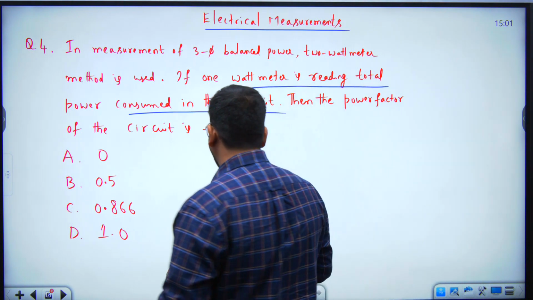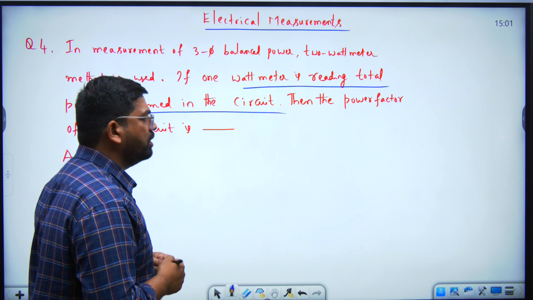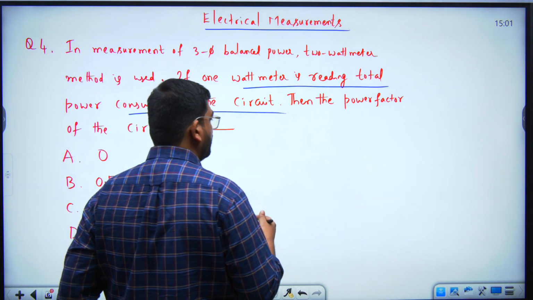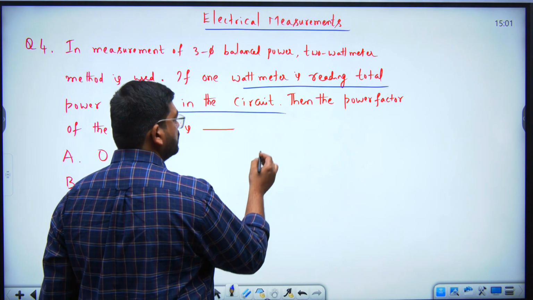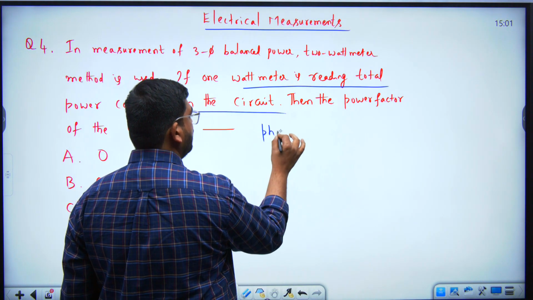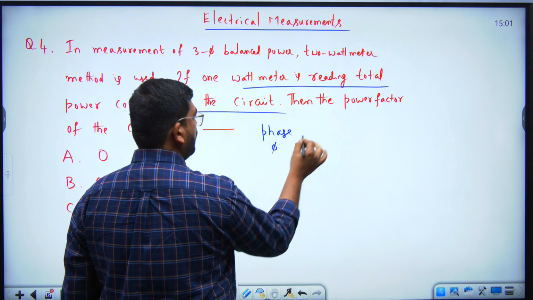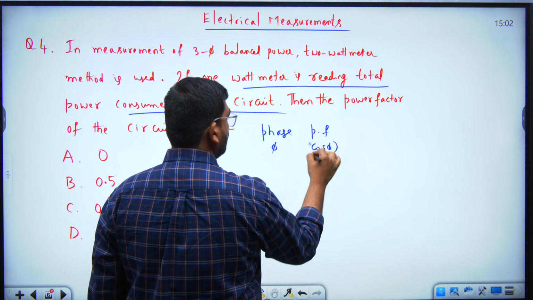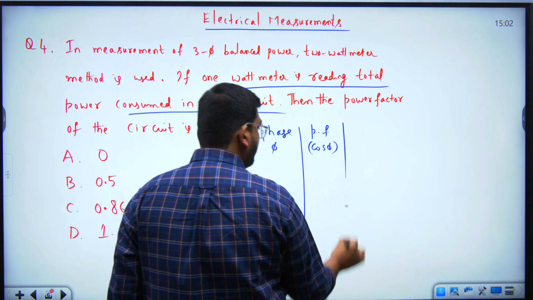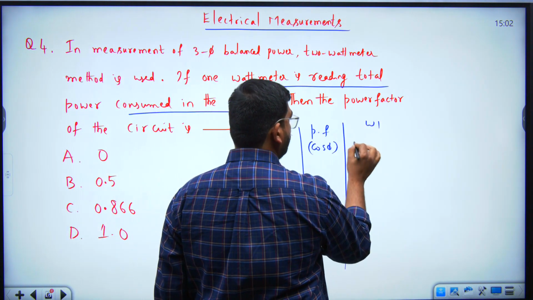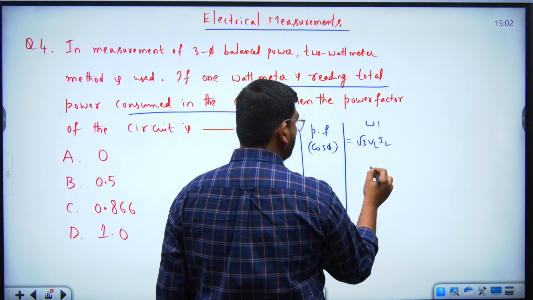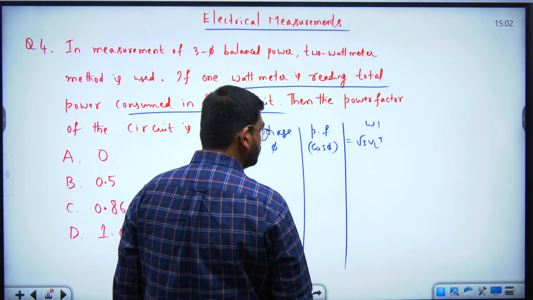Look at here. Here I am going to make a table for the 2 wattmeter method, which is most important. You can even get a question from this. So here I am going with phase angle phi and power factor cos phi. And the wattmeter readings we generally get as root 3 VL IL. Sorry, not root 3.